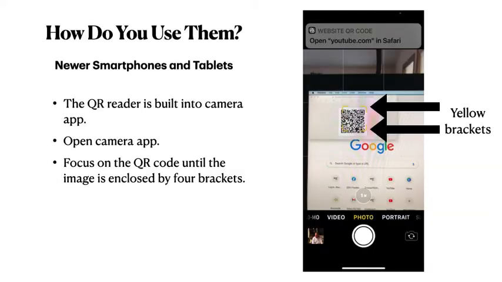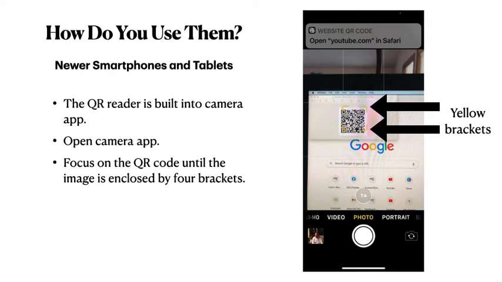So how do you use them? Well, again, if you have a newer smartphone, an iPhone or an Android, or a newer iPad or Android tablet, you simply have to open up your camera app. And when you do, you hold your camera app, the screen, over the QR code. And I know it's hard to see, but if you look very closely, you'll see there are yellow brackets. And what you want to do is to get that QR code within those brackets.